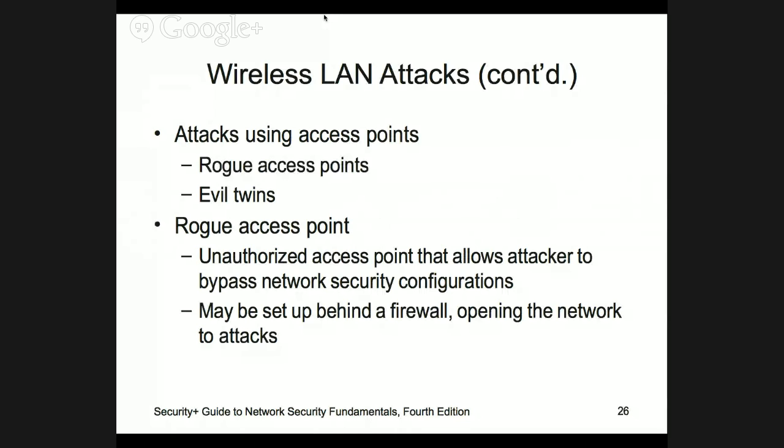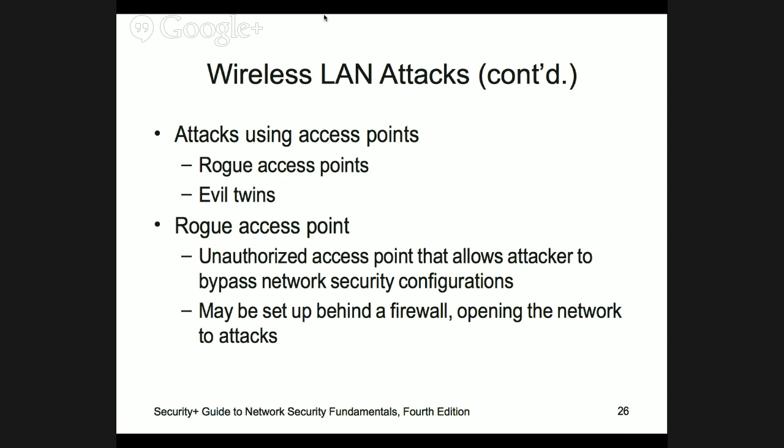Access points, the way they work is they're constantly pinging to see if that access point's alive and there. It just takes a millisecond for that drop to happen. And when that drop happens, it drops the valid one and grabs onto the evil twin immediately without knowing any difference. The user doesn't know any difference. And then all data can now push through that. Rogue access point: unauthorized access by the attacker, bypassing security, maybe set up a firewall, opening the network to attacks.